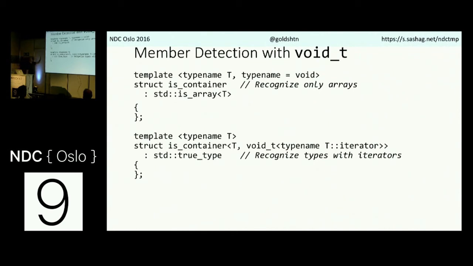So basically, if we go to that is_container template up top and we ignore everything else on the slide, then it's basically equivalent to asking, is T an array? If T is an array, then this template recognizes it as a container. And if T is not an array, then we don't recognize it as a container. So we've taken care of arrays separately. And is_array, of course, is defined in type_traits, and we assume it works correctly.